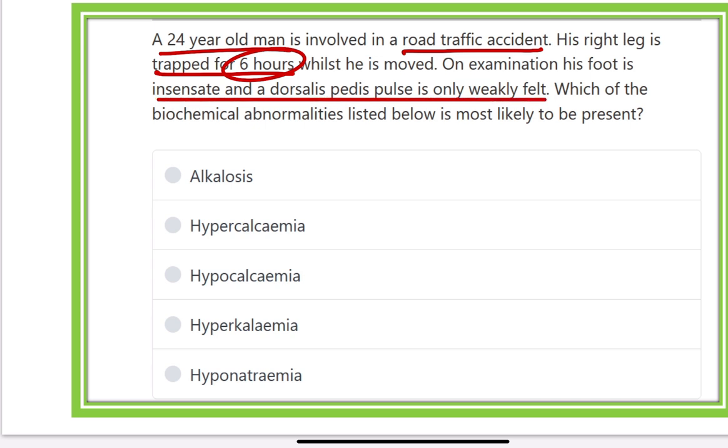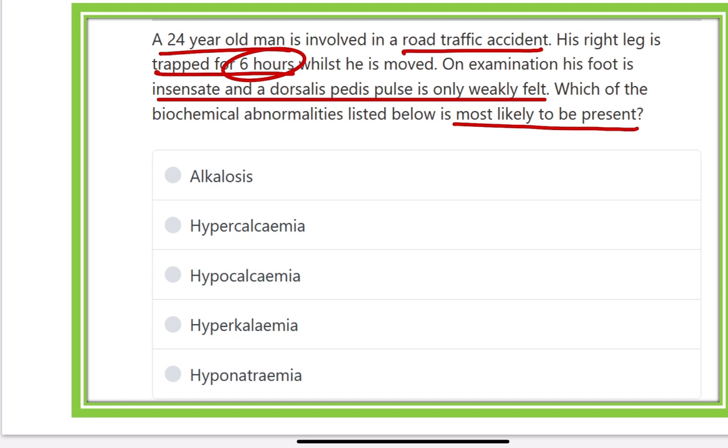Which of the following biochemical abnormalities listed below is most likely present? The options are alkalosis, hypercalcemia, hypocalcemia, hyperkalemia, and hyponatremia. So we have to find the one answer option which is the answer to the question.